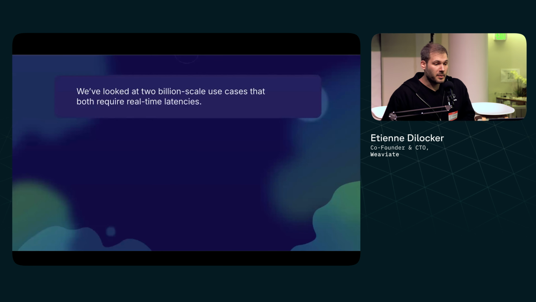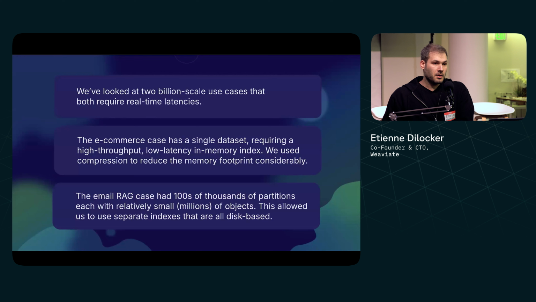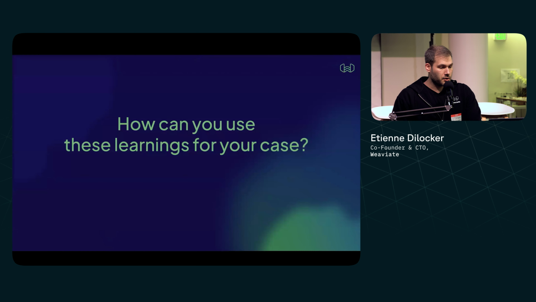So in recap, two billion-scale use cases, both kind of the same. They require real-time latencies, but they're very different. The e-commerce case is this one massive single-tenant data set. We need this in-memory index, which requires a lot of memory. We use compression to get it down a bit. On the other hand, we have the email RAG case, which is basically hundreds of thousands of small partitions in the data set. But in sum, it's also a billion-scale use case, and it also requires the same latencies, but we don't require the low latency, high throughput index for it, which makes the whole thing cheaper to run.